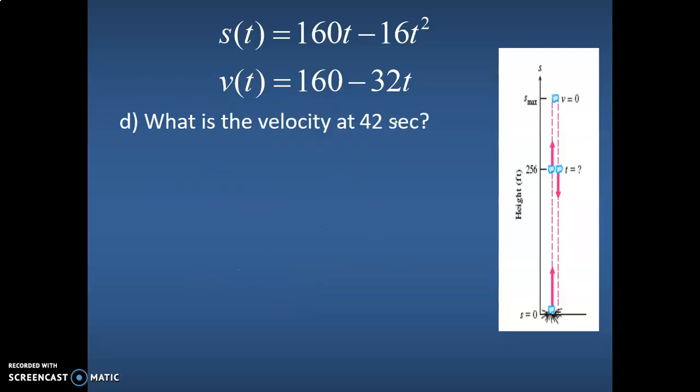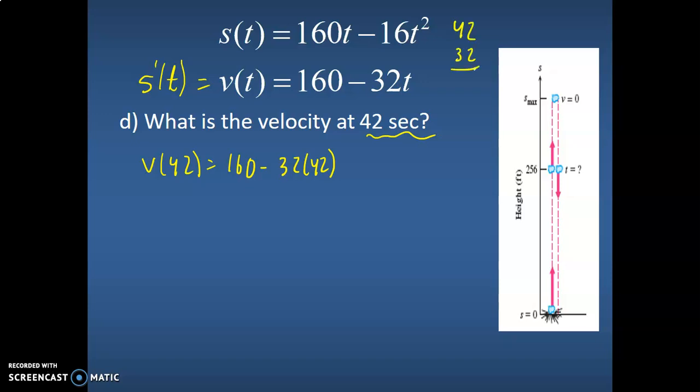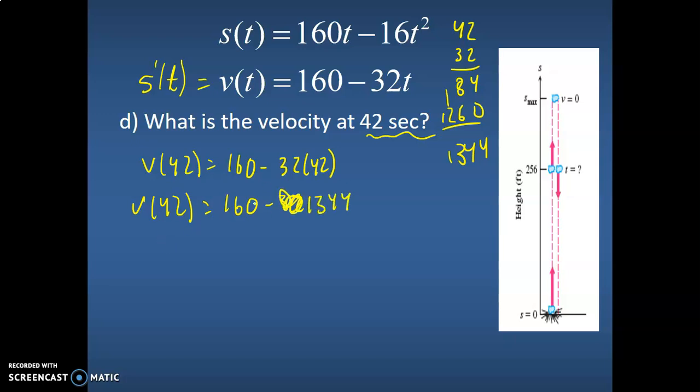All right, what is the velocity at 42 seconds? So we already have an equation for velocity. It was just the derivative of position. So I can just plug in 42 seconds. So v of 42 equals 160 minus 32 times 42. So off to the side, I'll do 32 times 42, which is a nice big number. So v of 42 equals 160 minus 1344, which would be a very large negative number. Negative 1184 feet per second.